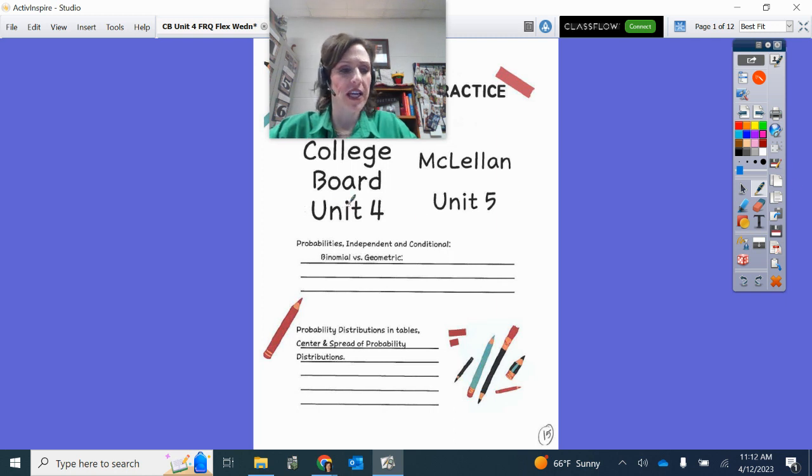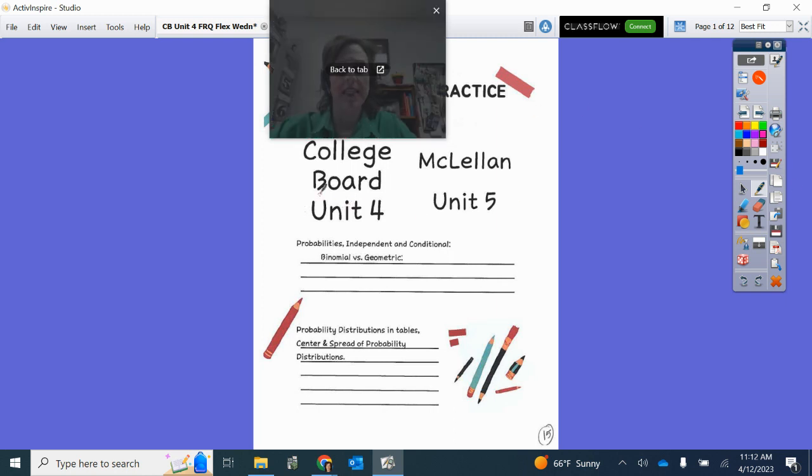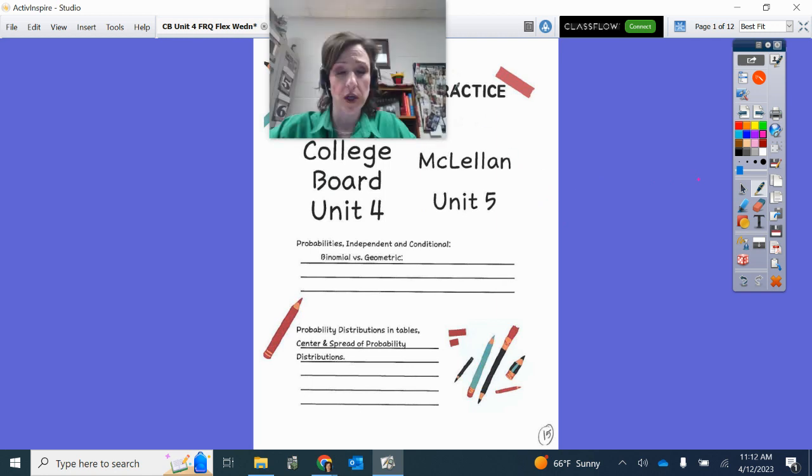All right, we're going to go ahead and take a look at our first free response in College Board Unit 4. So this is our probabilities, independent and conditional, and we'll see those using our formula chart. And then, of course, you've got some binomial, geometric, and normal model probabilities.